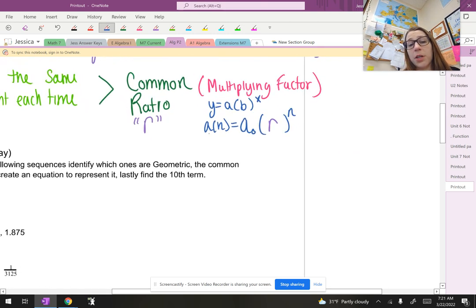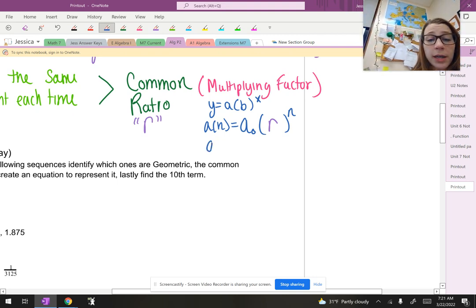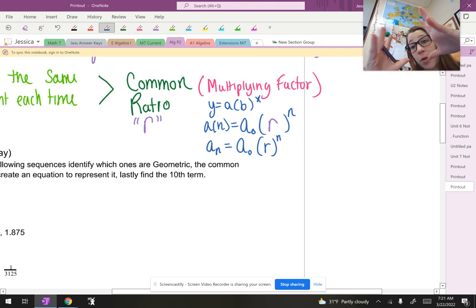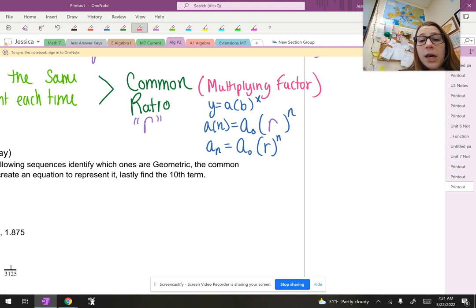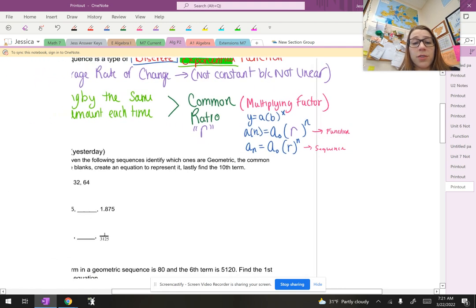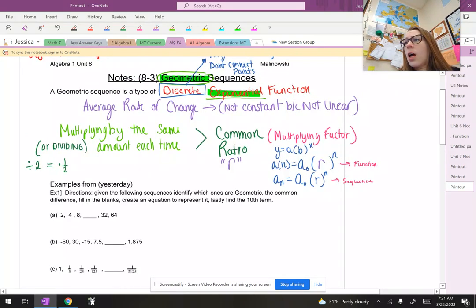One's written as a regular equation and the other one is written in function notation. We could do that one more time, turning it into sequence notation with the a subs, which would look exactly the same as the one above, except instead of parentheses for a of n, it's a sub n, a subscript. And just labeling that this is our function notation and this is sequence notation. All three of these equations are the same thing. All right, examples.